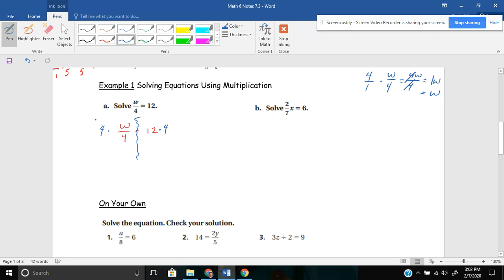So essentially, these will cancel because that's going to give us 1w, or we like to abbreviate it as just w, equals, and then you just have to take 12 times 4, which would give you 48. Again, double check that. Put this into the original equation. 48, substituted for w, divided by 4, does that give you 12? Yes, absolutely.